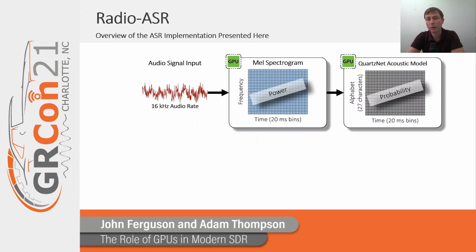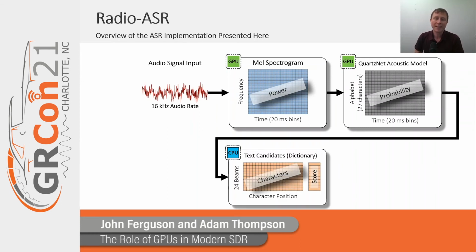QuartzNet is a pre-trained model available with NeMo. It turns each of these 20 millisecond columns into a probability distribution of which letter of the alphabet it is. You'll see that we have 27 characters because we're including a space: the 26 letters of the English language plus a space character. So if the highest probability is B, it will be, like, 80% probability. You end up with that distribution for each column, and each column then gets converted to the most probable letter. We then run that through a text candidate algorithm.